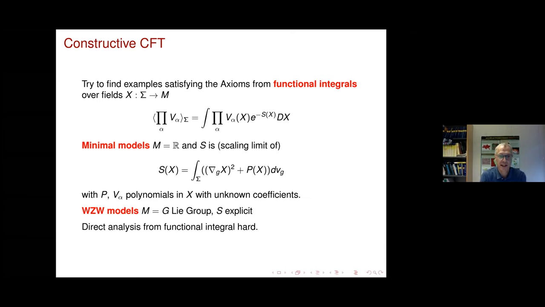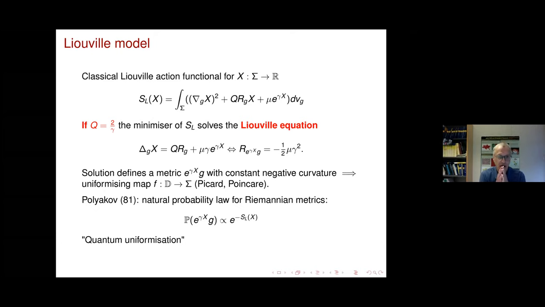Well, that's not very easy to find, to put it mildly, and this is not the approach which has been successful in finding minimal models. WZW models were slightly more interesting, also with the functional integral approach, but still, really doing the functional integral from first principles is, let me just say, not completely obvious. So let's go to the Liouville model.